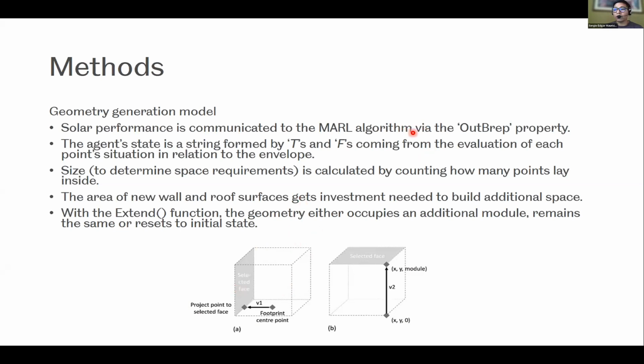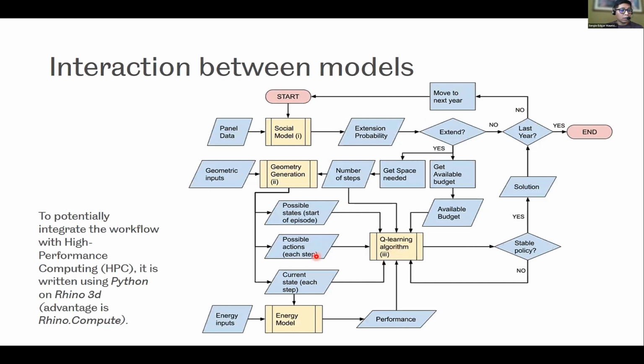And of course, we also have the attribute outrep, which outputs the resulting geometry and sends it to the energy model. So then we have the interaction between the models. First, we had a social model, which I haven't talked about because it wasn't ready when the paper was submitted. But this social model works as a trigger.